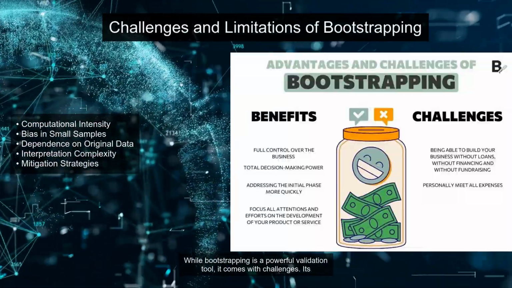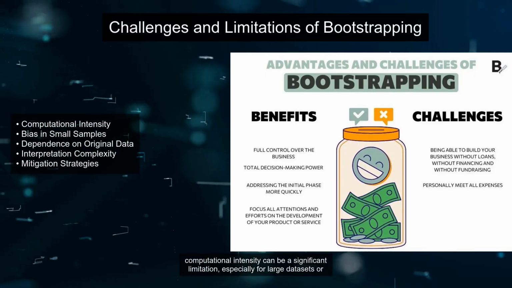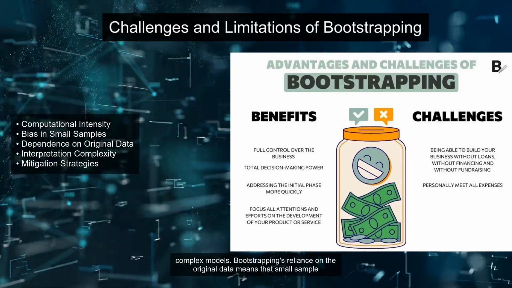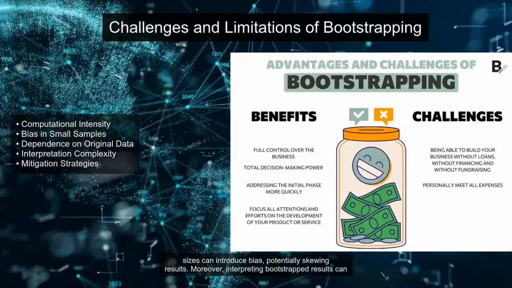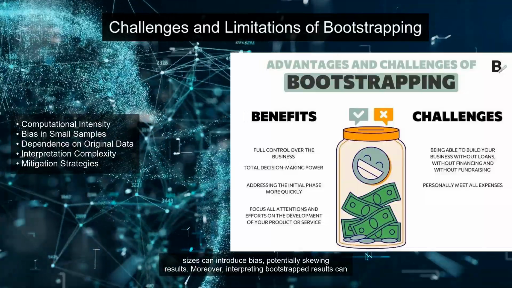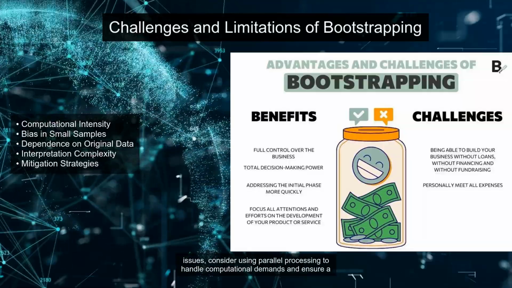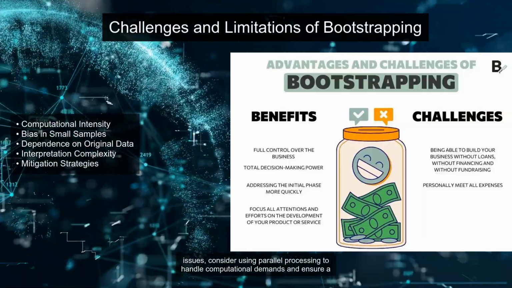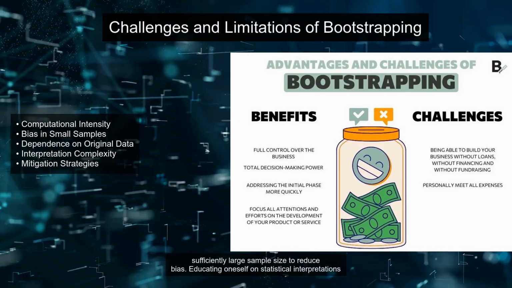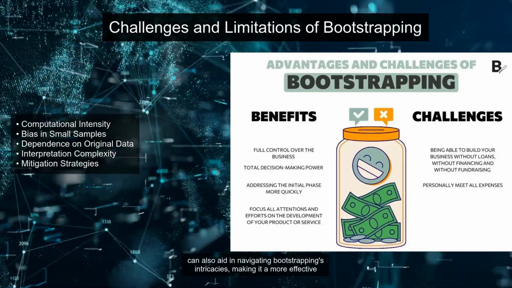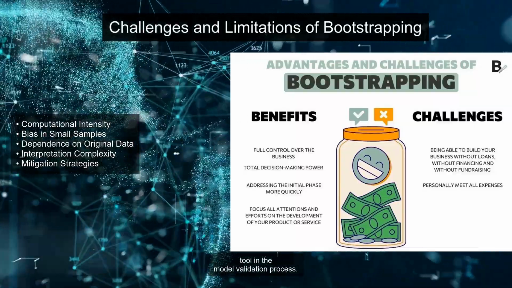While bootstrapping is a powerful validation tool, it comes with challenges. Its computational intensity can be a significant limitation, especially for large datasets or complex models. Bootstrapping's reliance on the original data means that small sample sizes can introduce bias, potentially skewing results. Moreover, interpreting bootstrap results can be complex, requiring a deep understanding of statistical principles. To mitigate these issues, consider using parallel processing to handle computational demands and ensure a sufficiently large sample size to reduce bias. Educating oneself on statistical interpretations can also aid in navigating bootstrapping's intricacies, making it a more effective tool in the model validation process.